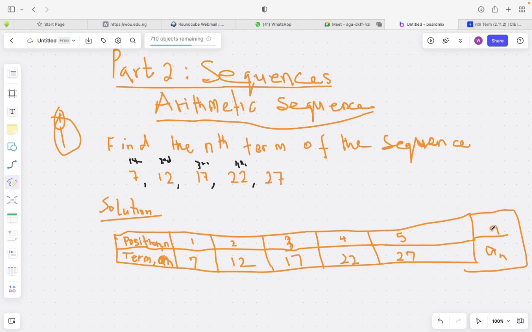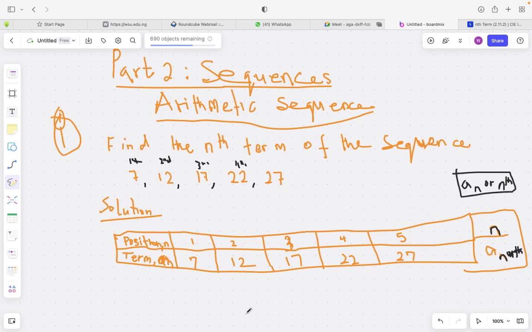So n is used to represent the position. An is used to represent the nth term. Depending on the text, either we use an for the nth term, or we write it as n to the power of th. Each of these represents the nth term of the sequence.